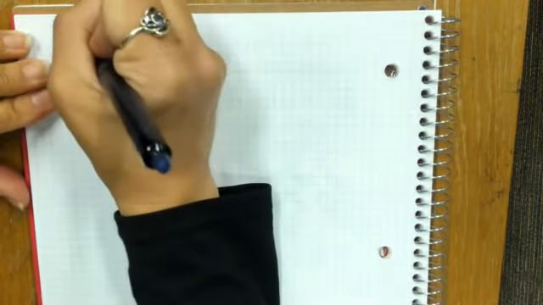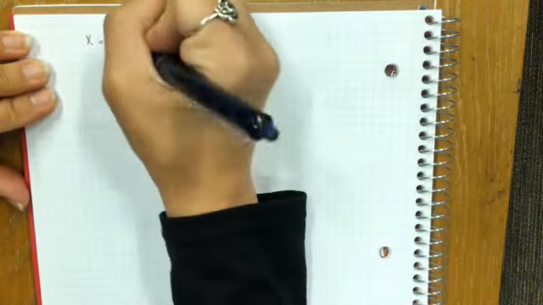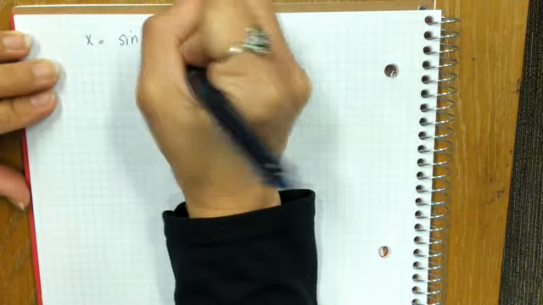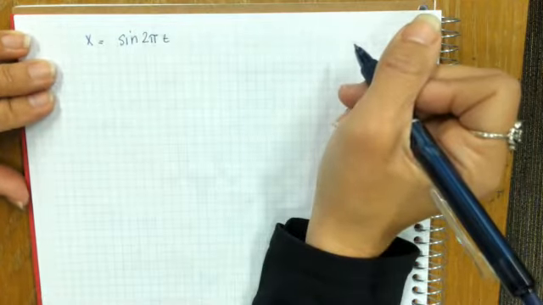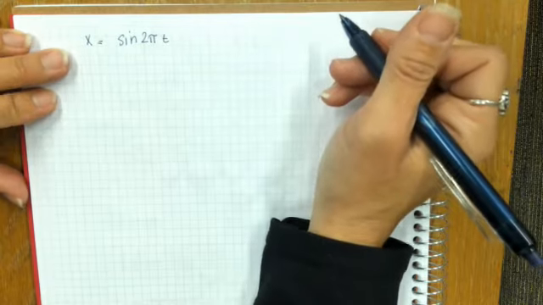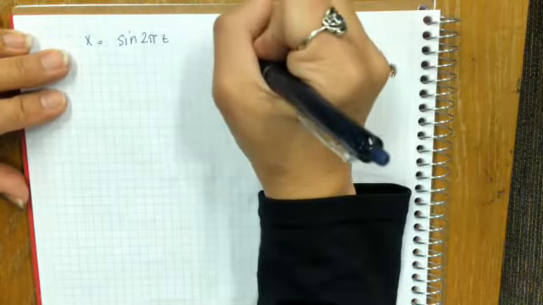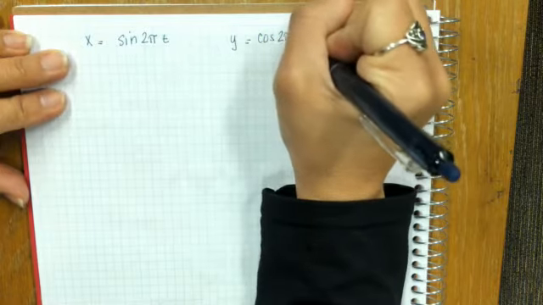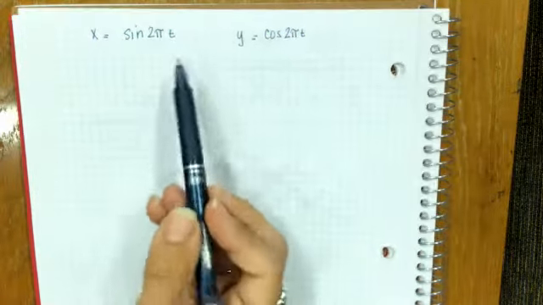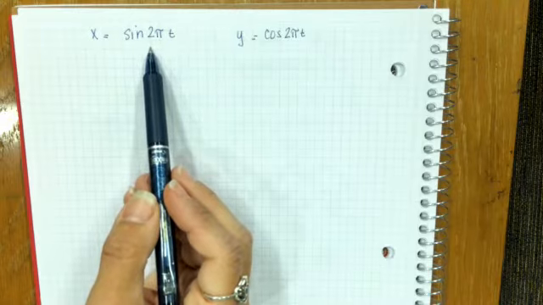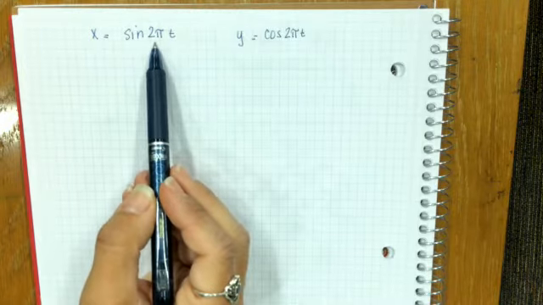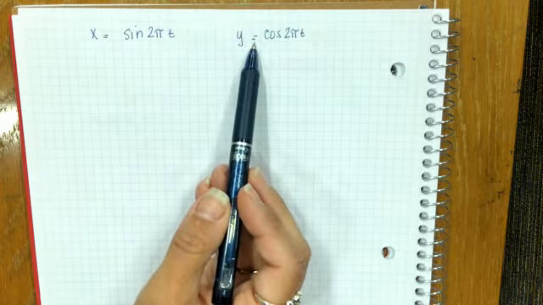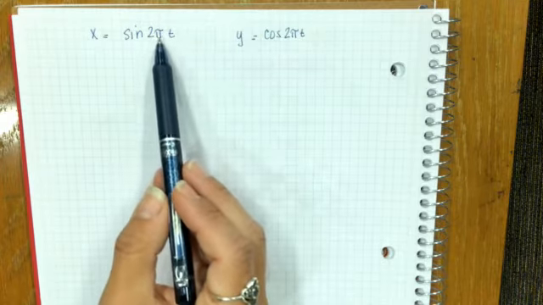So let's say you have x is equal to the sine of 2 pi t. Already this is an issue. X's and t's. Not so sure what's going to happen here. And we have y is equal to the cosine of 2 pi t. This is a cyclical sine curve. This is a cyclical cosine curve. The period would be 1.